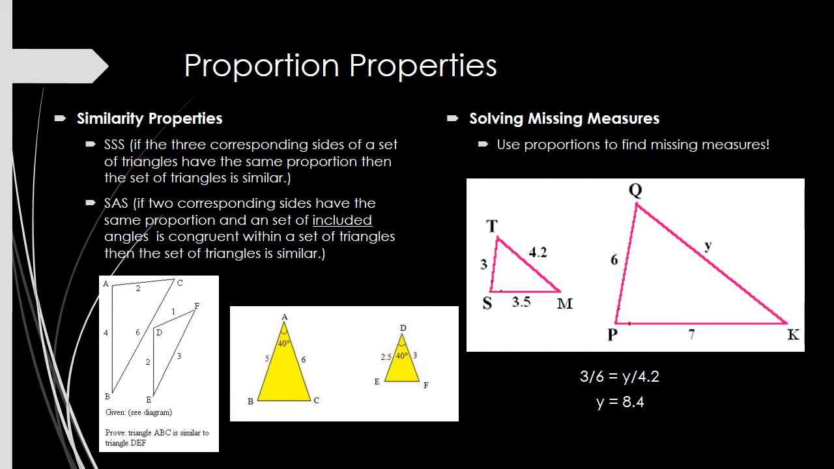Now, once we've established that we have similar triangles, then we can start looking at solving missing measures. And what we do is we just use the proportions that we can set up to solve for that missing measure. So for example, if I have 3 and 6 as corresponding sides that are proportionate, that is a 1-to-2 ratio. We can see that 3.5 and 7 have the same 1-to-2 ratio. Therefore, 4.2 and y should have a 1-to-2 ratio. You set up the proportion below here, and therefore y will equal 8.4.